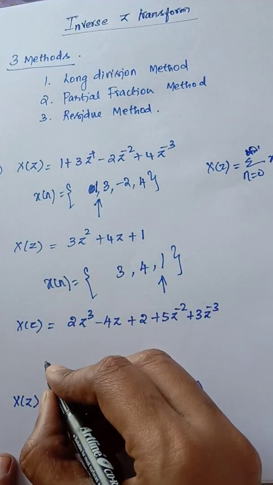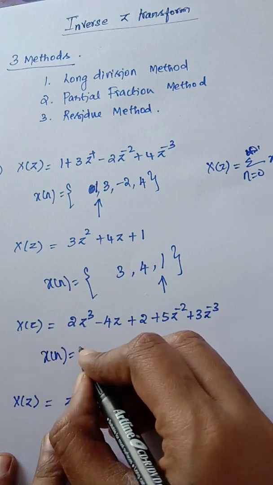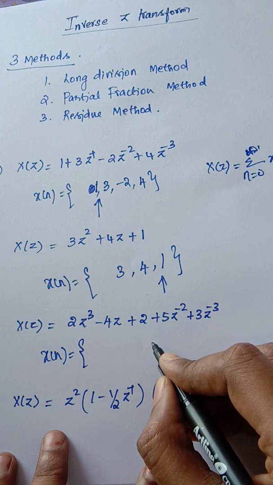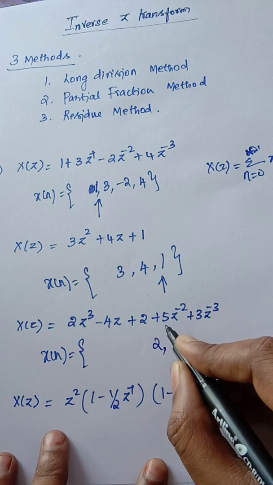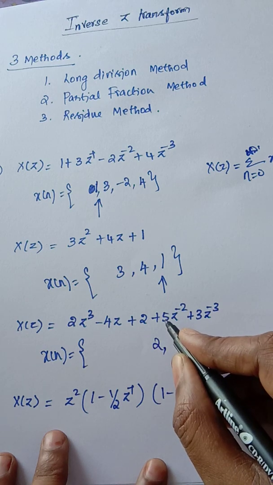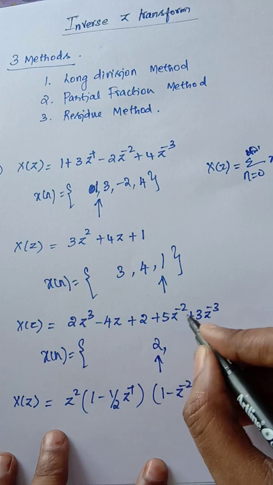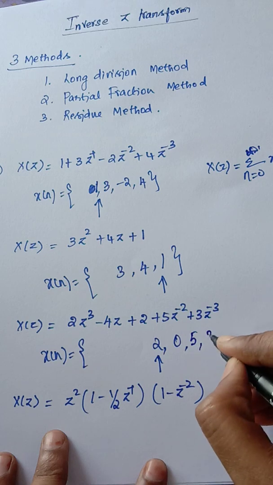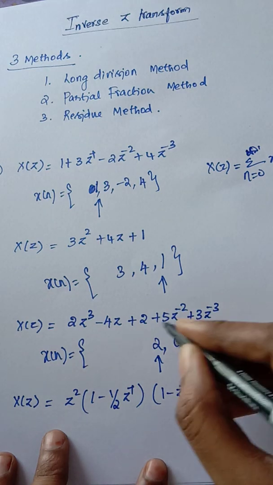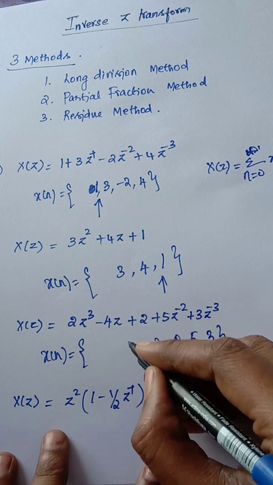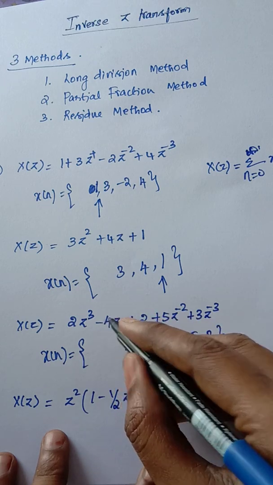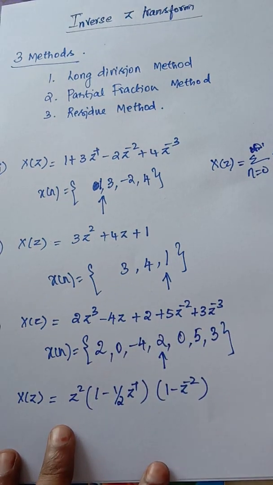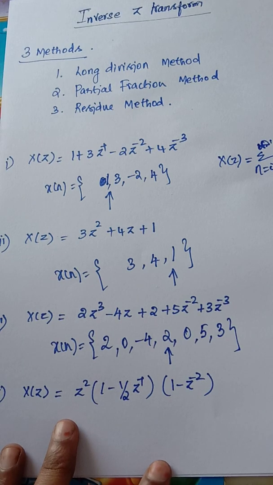Now consider this one. Here you have both the positive and the negative side. So first write down the value at the origin, which is 2. Consider the negative powers of z: for z power minus 1 you have no term, so put 0. Next, z power minus 2 gives 5, and z power minus 3 gives 3. Similarly, z power plus 1 gives minus 4, for z power 2 there is no term, so it is 0, and for z power 3 it is 2. So this is the x of n, that is, the inverse Z transform of this sequence.